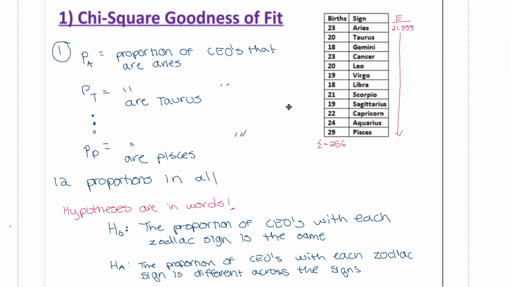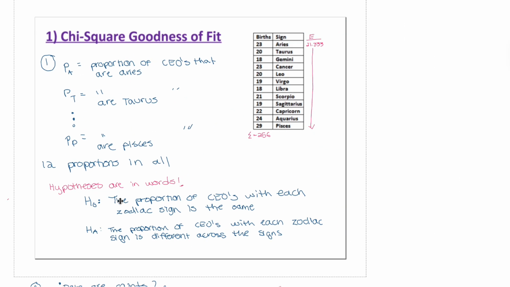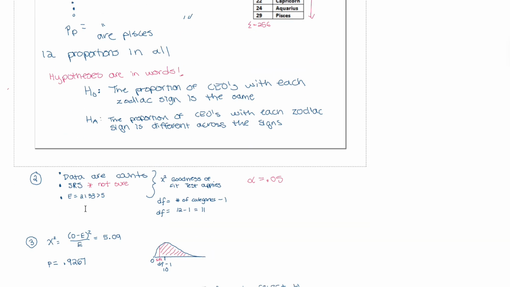Before we do that, let's first put our hypotheses in words. The null hypothesis is that the proportion of CEOs with each zodiac sign is the same. The alternative hypothesis is that the proportion of CEOs with each zodiac sign is different across the signs. So basically, we're testing whether our hypothesis is true or not. Our belief is that the zodiac will impact how successful a person will be.